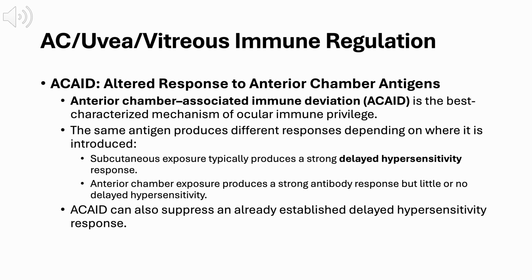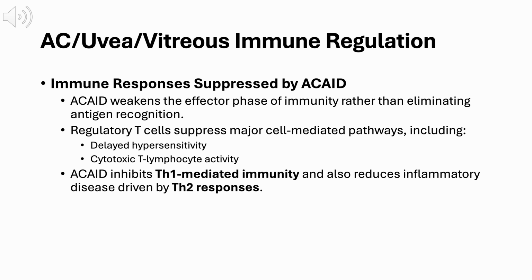Let's look at precisely which responses it suppresses. Let's be precise about what ACAID actually does and doesn't do, because the distinction matters clinically. The essential concept is that ACAID weakens the effector phase of immunity rather than eliminating antigen recognition. The eye still sees the antigen, it just restrains the damaging response. The workhorses here are regulatory T cells, which suppress the major cell-mediated pathways. Specifically, they dampen delayed hypersensitivity and cytotoxic T lymphocyte activity, the two arms most capable of destroying ocular tissue.